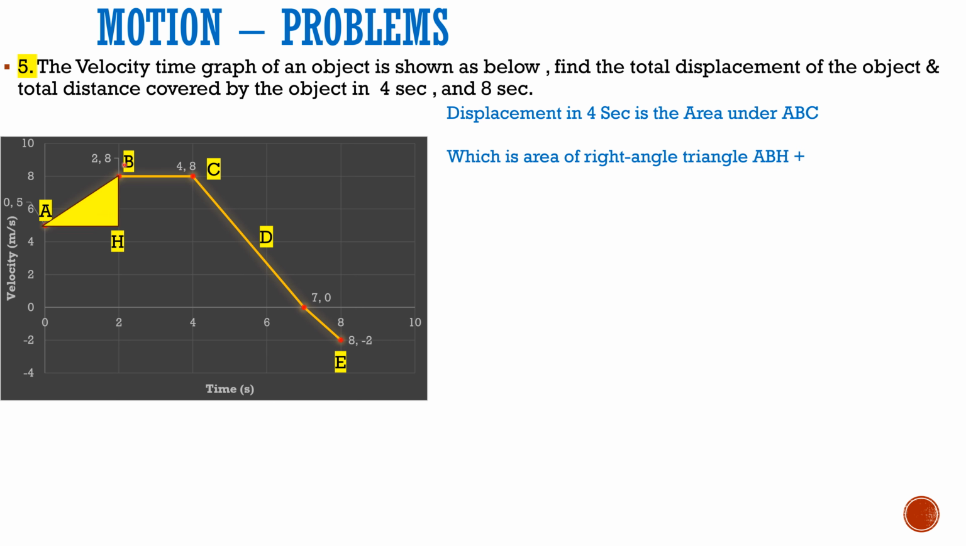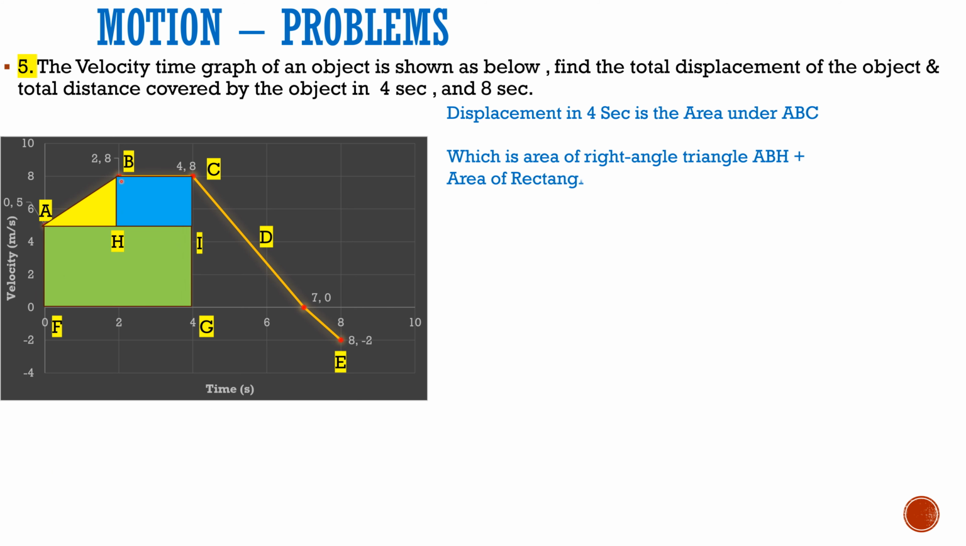ABH being a small triangle, and then BCIH is another rectangle, and then we have AIGF, another rectangle. So these respective areas, if we are able to find, then we'll be able to find the distance and displacement in this case, because the whole velocity is positive, so it would be the same for both.